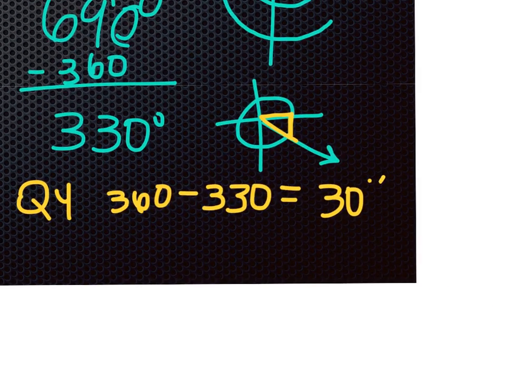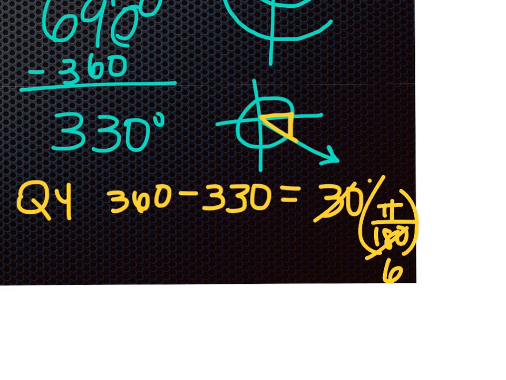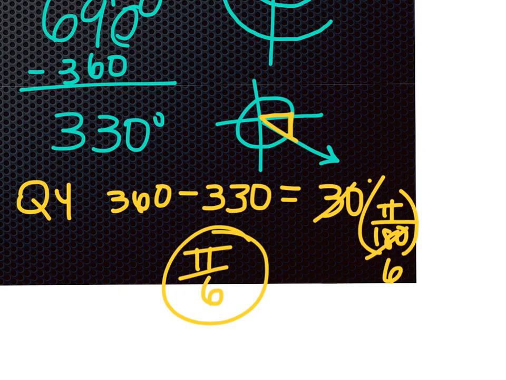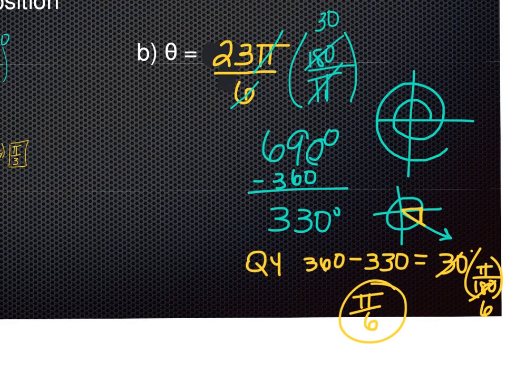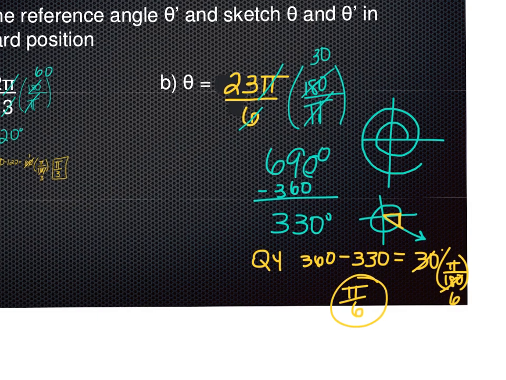Last thing I need to do? Convert it back to radians. So 30 goes into 180 how many times? So my answer is pi over 6. Pi over 6. We good?